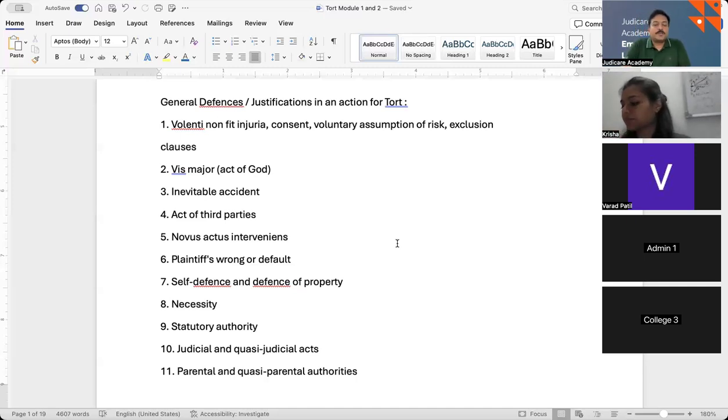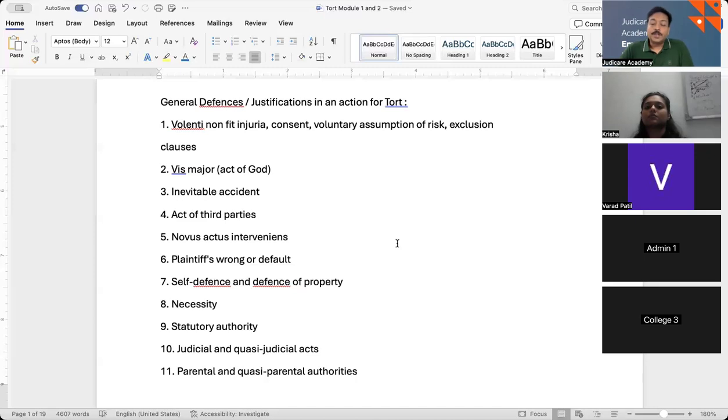So the very first one is voluntary non fit injuria. Of course, this is a Latin term which translates to: to a willing person, injury is not done. So it serves as a defense against liability for tort.